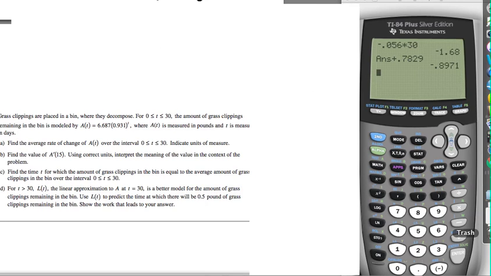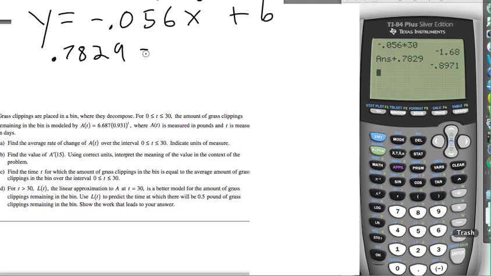So where we last left off, we had worked out our slope. And our slope, if you recall, was negative 0.056. We were going to plug in x and y to find the value of b. We were going to use as our y value 0.7829, and we were going to use as our x value 30. And we were going to solve for b, and that's when I went to the calculator.